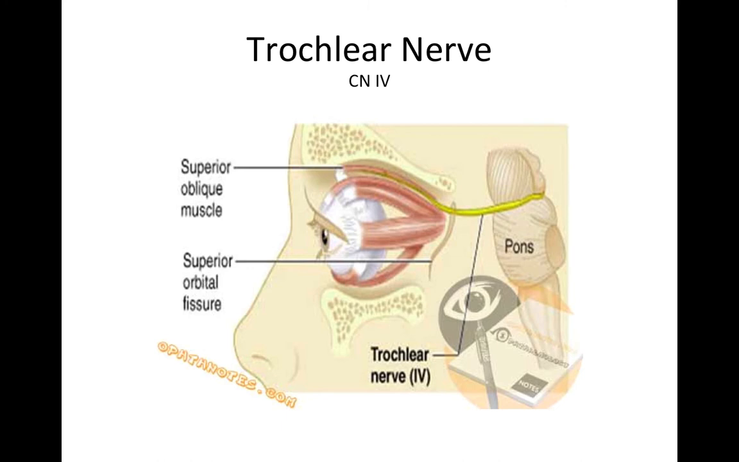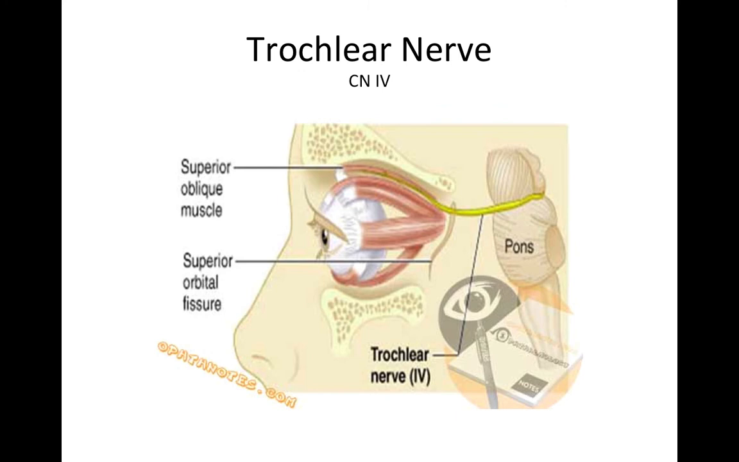It emerges medially near the midbrain pontine junction. It's going to pass laterally around the cerebral peduncles, and it's going to continue anteriorly through the lateral wall of the cavernous sinus and enter the orbit through the superior orbital fissure, which you can see here. Cranial nerve 4, as we've already said, supplies motor fibers to the superior oblique muscle.